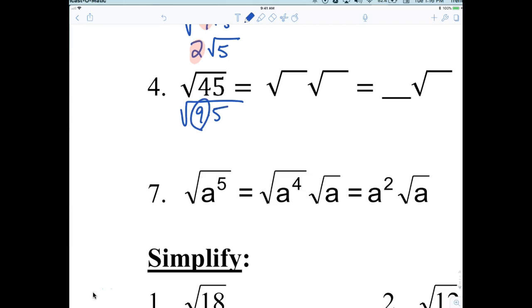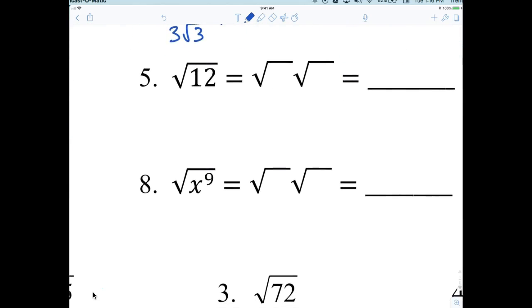Square root of 9 is, so there you have it, 3 radical 5. All right. Really kind of easy. All right. Let's check out number 5. Square root of 12 is the same as, definitely not 6 and 2, 4 and 3. 3 and 5. All right.